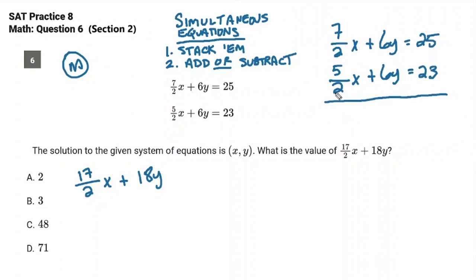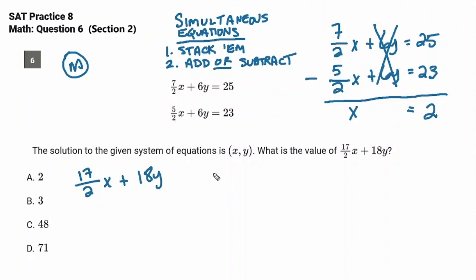Your inclination here might be to get rid of these fractions. Not a bad inclination, but the bottoms are the same, so it's going to be easy. What should you do? Add or subtract? If you subtract, the 6y's go away. 7 over 2 minus 5 over 2, that's just 2 over 2, which is 1. So 1x equals 25 minus 23, 2. X is 2. So just plug it into one of these equations.